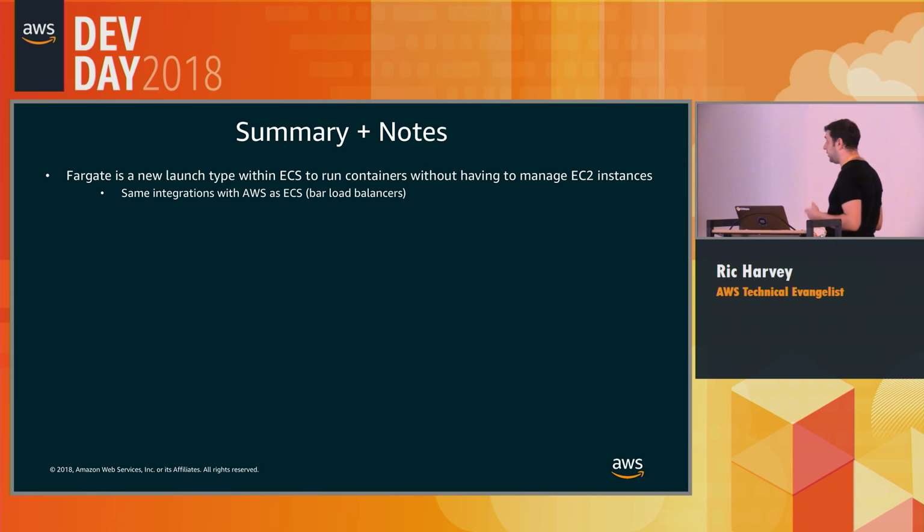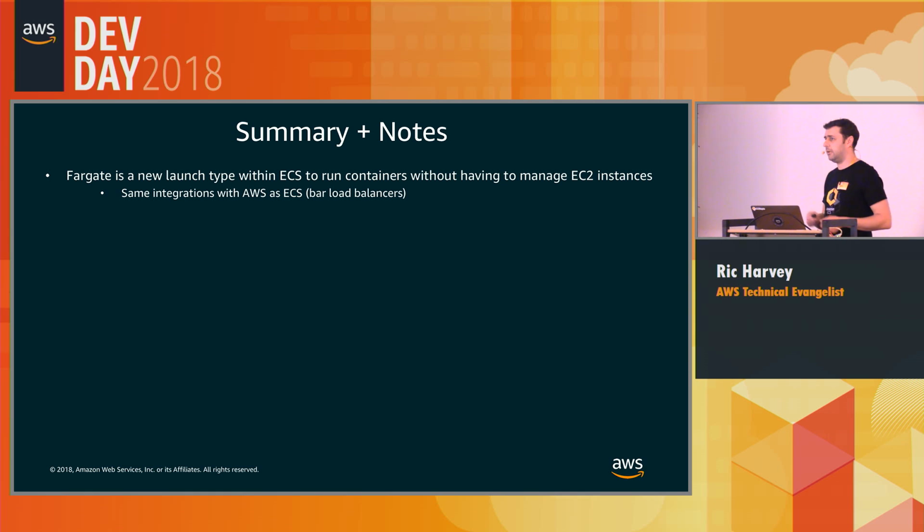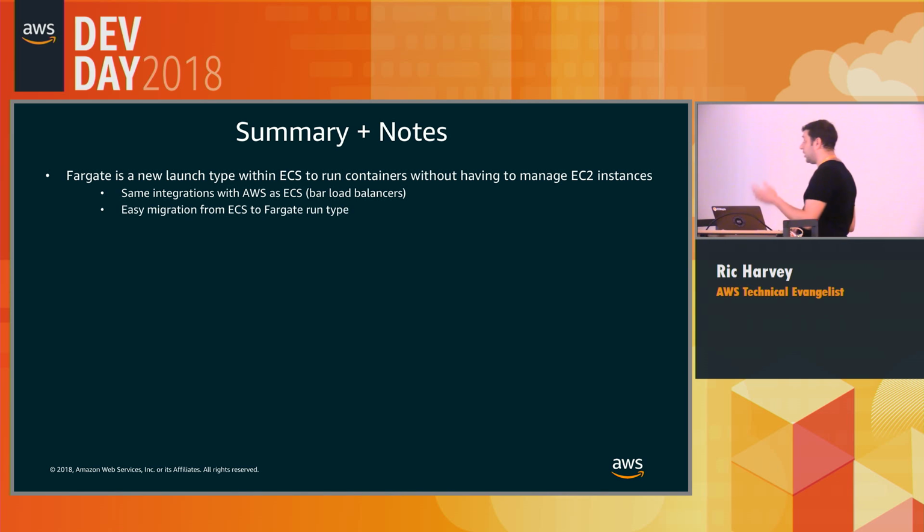Same integrations with AWS and ECS, apart from the load balancers. There's a little idiosyncrasy there with one being allowed to use elastic load balancers and one not. Fargate can use ALBs and NLBs, whereas ECS can use ELBs as well. There's very easy migration between the two of them.